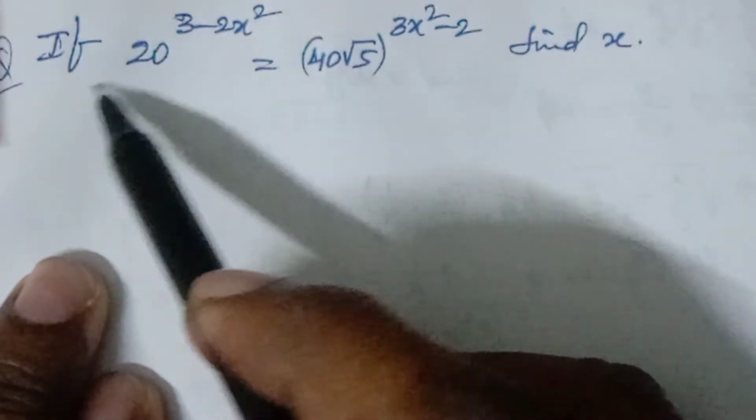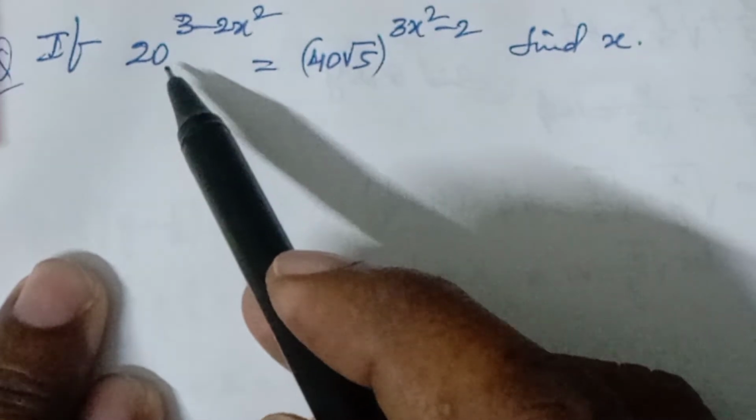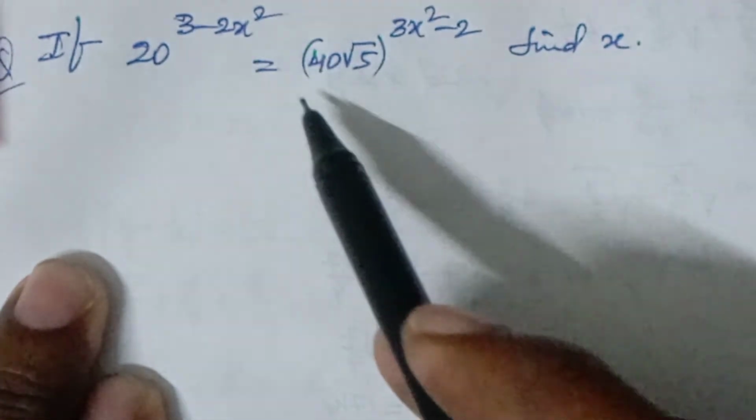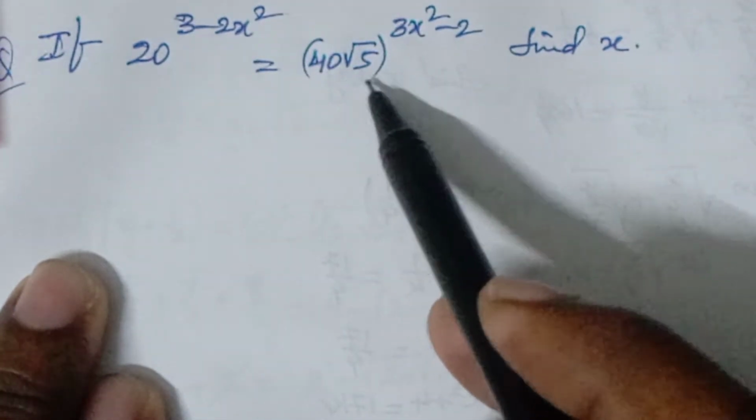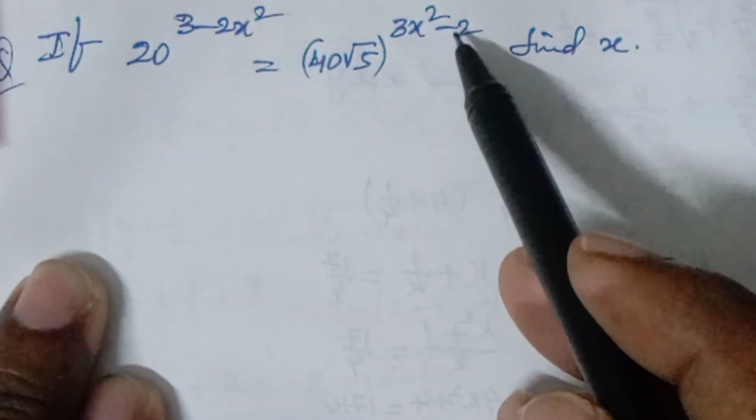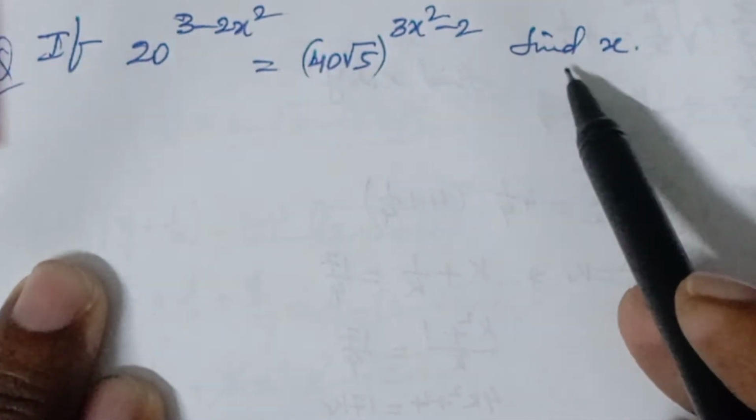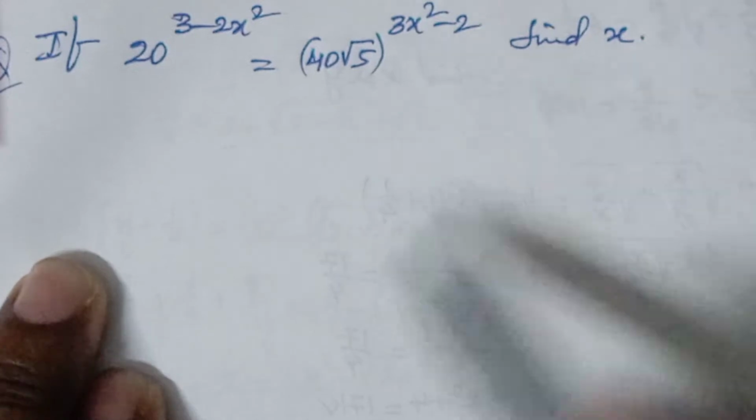The question is given now: if 20 to the power of (3 minus 2x square) is equal to 40 root 5 to the power of (3x square minus 2), then you have to find the value of x.